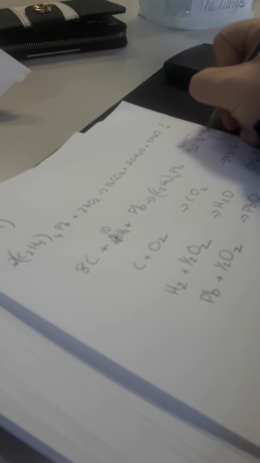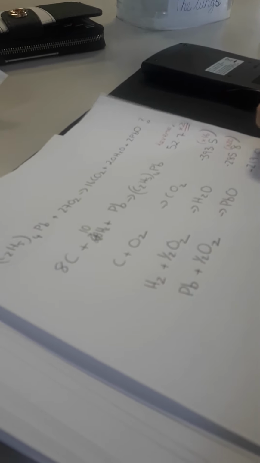Okay, so firstly, if I look at (C2H5)4Pb, it's on my right-hand side here, so I need to reverse it. And I'm also going to have to multiply by 2. Now, we will come back to the fact that it's only 1 mole at the end. CO2 appears on my right-hand side here and here, but I need to multiply it by 16. H2O appears on my right-hand side here and here, but I need to multiply it by 20. And PbO appears on my right-hand side here and here, but I need to multiply it by 2.